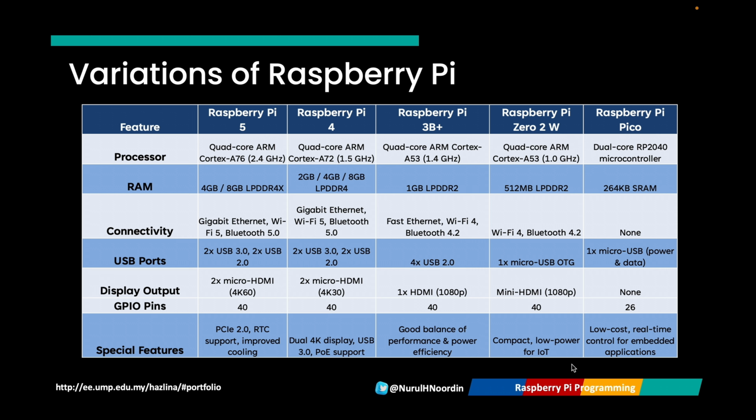The Raspberry Pi Zero is a compact low-power option for IoT, and the Raspberry Pi Pico is a microcontroller designed for embedded systems. With these options in mind, selecting the Raspberry Pi depends on your project needs, whether it's a full computing experience, IoT development, or real-time embedded systems.